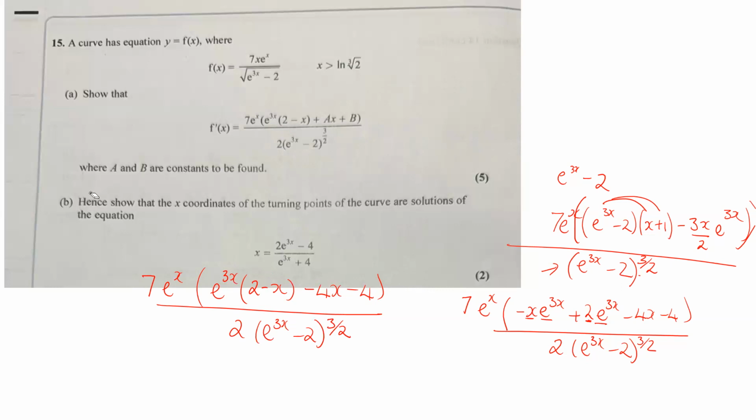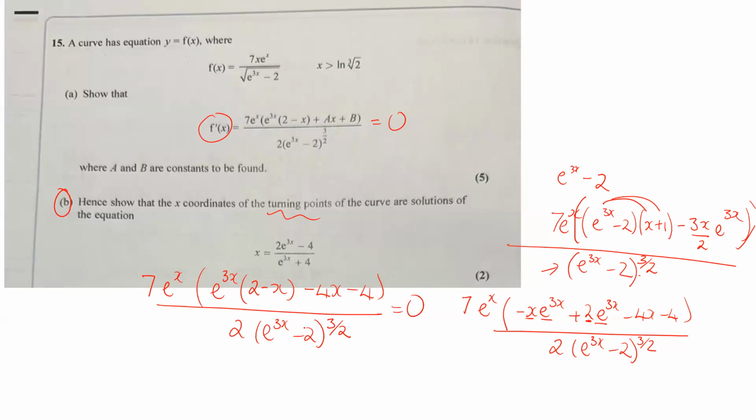Right, I've got a bit of room now. So I've got A and B. Part B, hence show that the x-coordinates of the turning points of the curve are the solutions to this. So we're talking about turning points. What are we going to be doing with our f dash? What are we going to be doing with that, Ritesh? Should you make that equal to 0? Equal to 0, which is this thing.